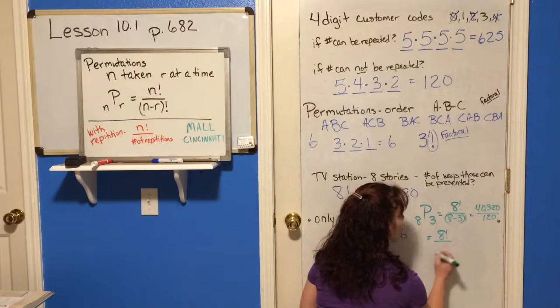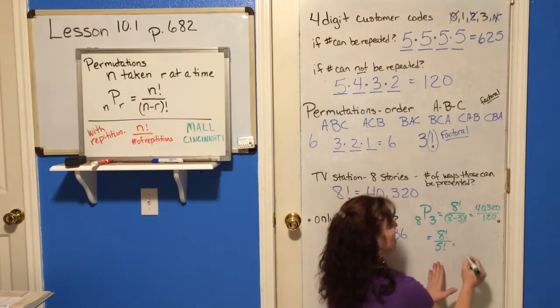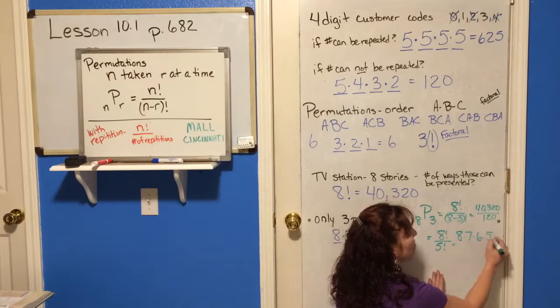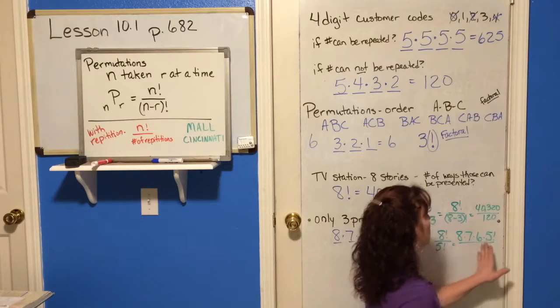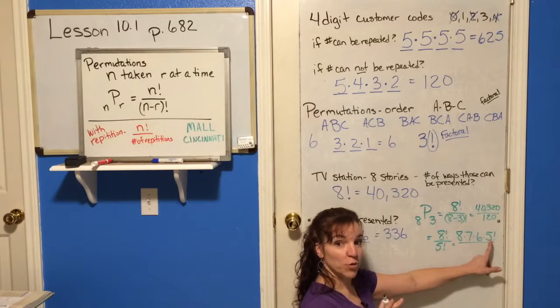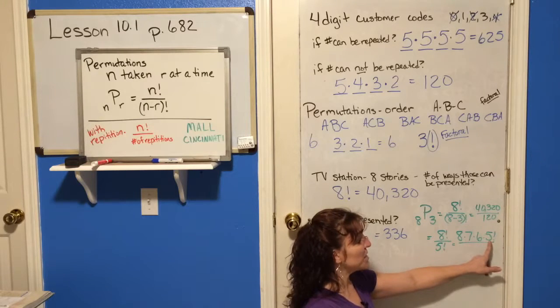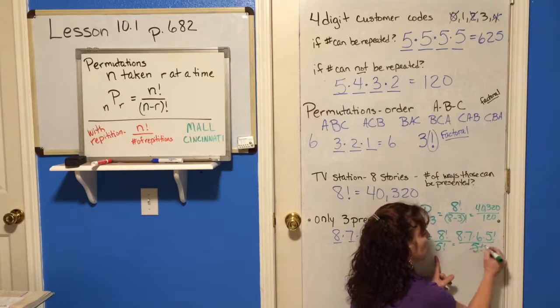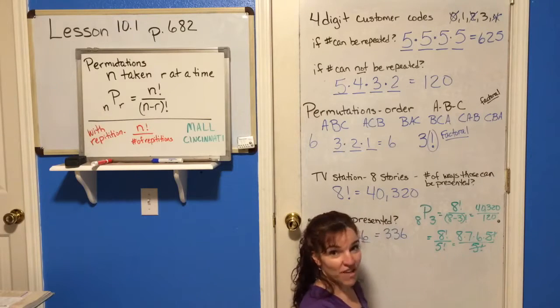8 factorial over 8 minus 3 is 5 factorial. That's the same as 8 times 7 times 6 times 5 factorial. You see where I got that? 8, 7, 6, 5 factorial. 5 factorial means 5, 4, 3, 2, 1. The reason I stopped there is because this 5 factorial is going to reduce with that 5 factorial.